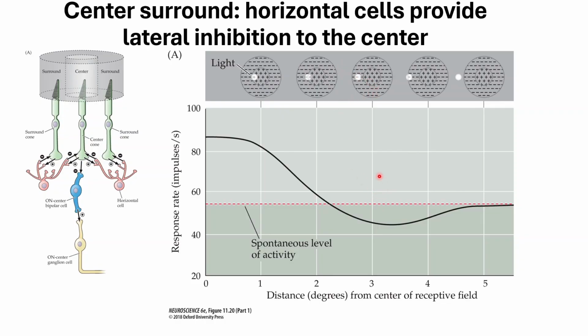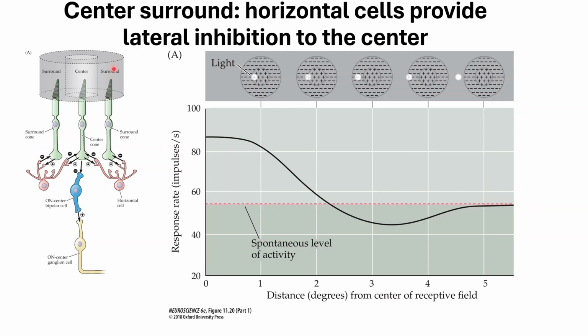But as we move the light all the way into the surround and none of the light is in the center, we can see that the firing rate that we're measuring is below the spontaneous level of activity seen in this neuron at this point. This is also true here because the illumination is being provided to the surround and none to the center. And then eventually, as soon as we're out of the receptive field for this entire complex, what we see is that the firing rate then returns to its spontaneous firing rate.